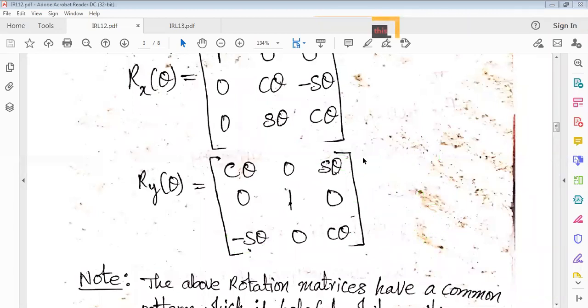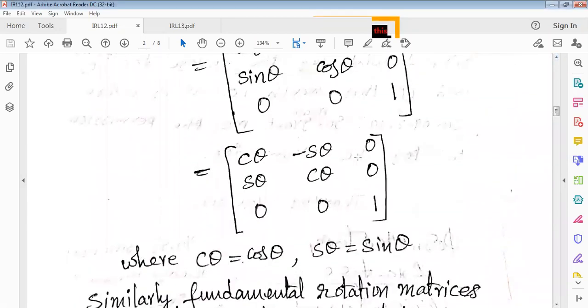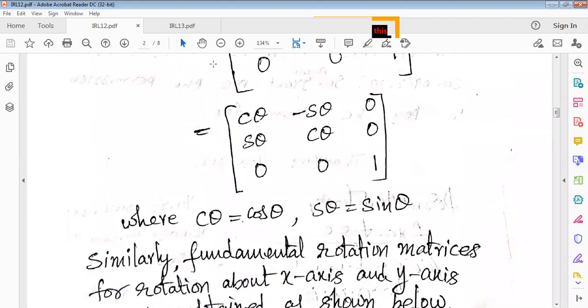The third rotation matrix is about the z-axis. Here the ith row and ith column element is 1. The i plus 1th row in cyclic order is this row. In this i plus 1th row, the off-diagonal element is minus sin theta.